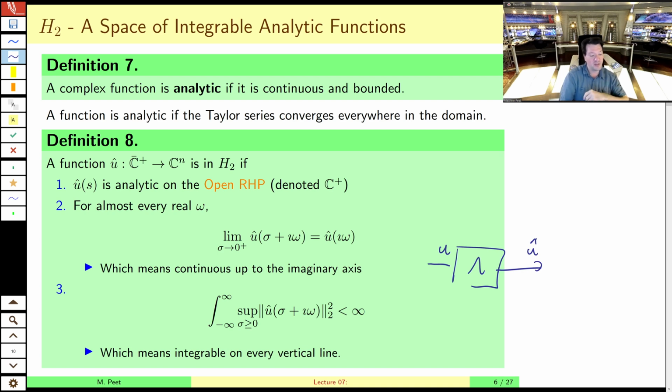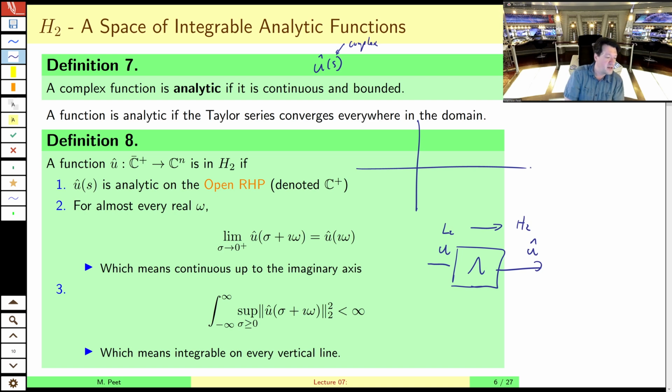So basically, what is the image of this Laplace transform? When you map an L2 to some other space, H2, what do those functions u hat look like? Well, they have certain properties. Relatively hard to define, but we'll do our best. Basically, they are functions which are analytic. They're functions of complex variables, so s is complex. And analytic means something very weird and abstract in complex analysis. So I won't get into the details of what analytic means, but I'll give you a sufficient condition.